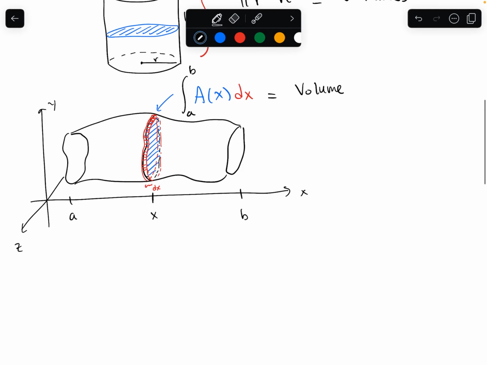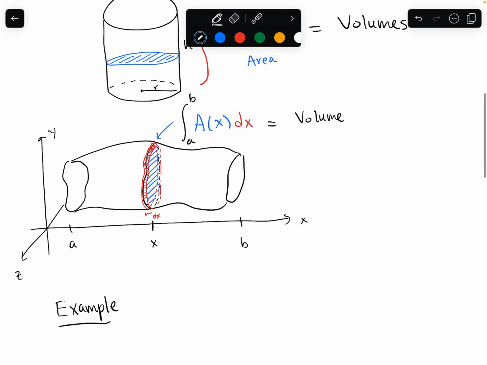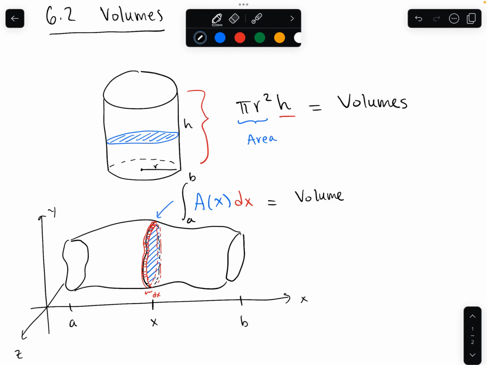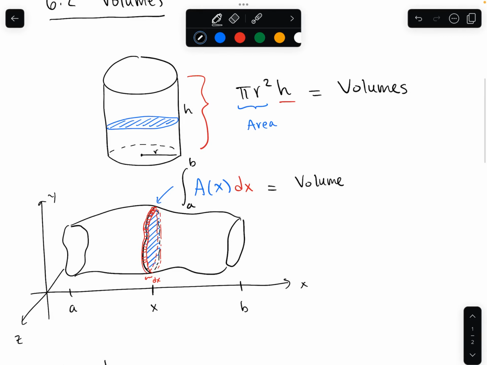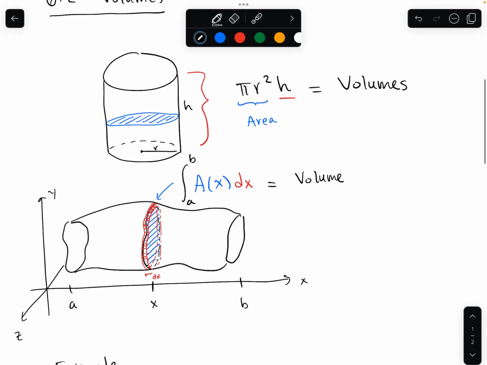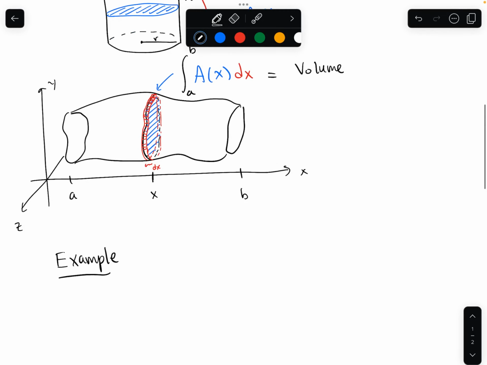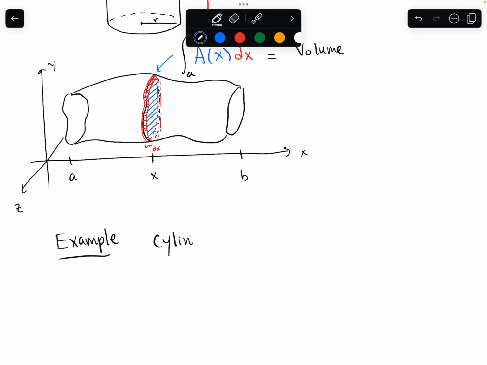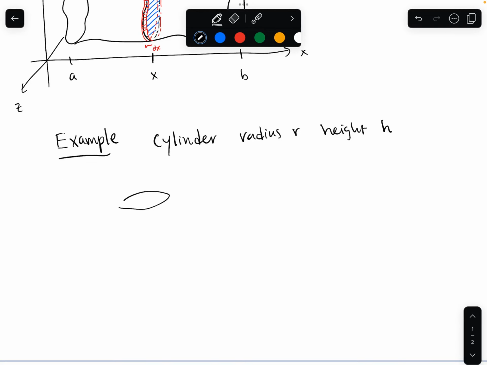So as an example, let's recompute the volume of this cylinder above right here, but using the more general method. How do we do that? In this case, for the cylinder, radius r, height h. Put the cylinder back down here.